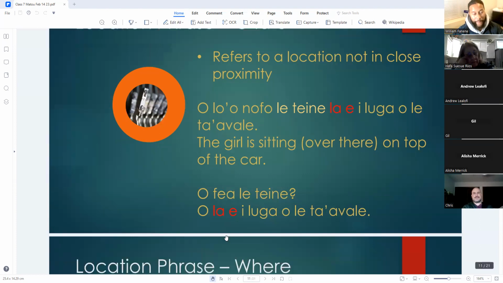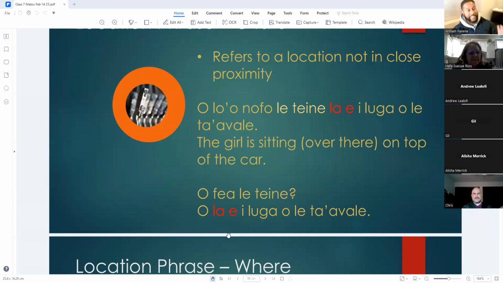Could that also be used like if someone's in Samoa? Like if my mom's in Samoa, I can just say olae Samoa. Yep, olae Samoa, yep. Even though I'm here in California. Yeah, especially if you're in California, because Samoa is lae, in my mouth, like it's over there. Far away. Yeah, it's far away.